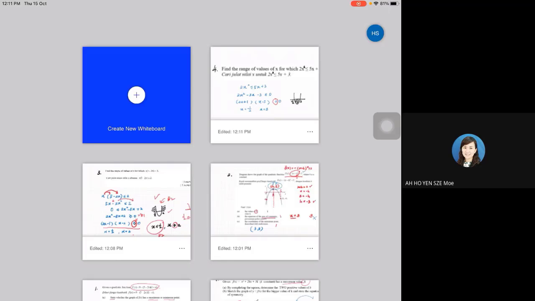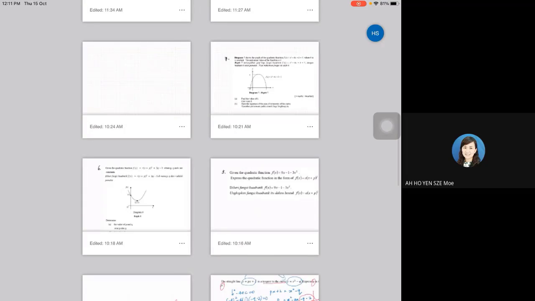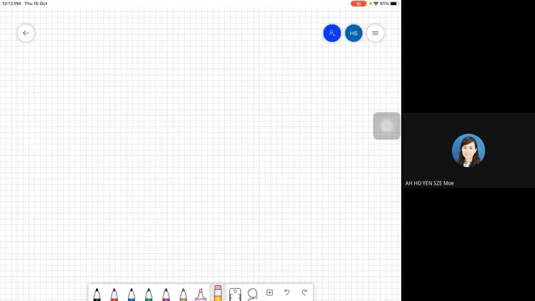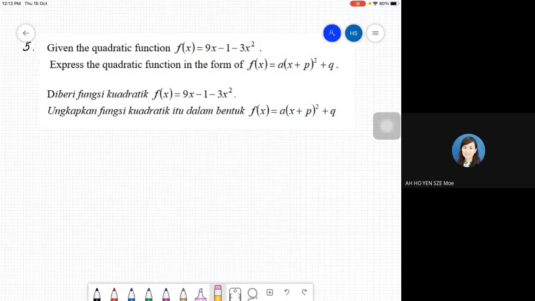So next one, number 4, number 5. Look at number 5. Okay, this is another type of question. Okay, so given your quadratic function, express the quadratic function in the form of this. So this form, of course, you can identify this is the completing the square format, right? Okay, so do the completing the square.